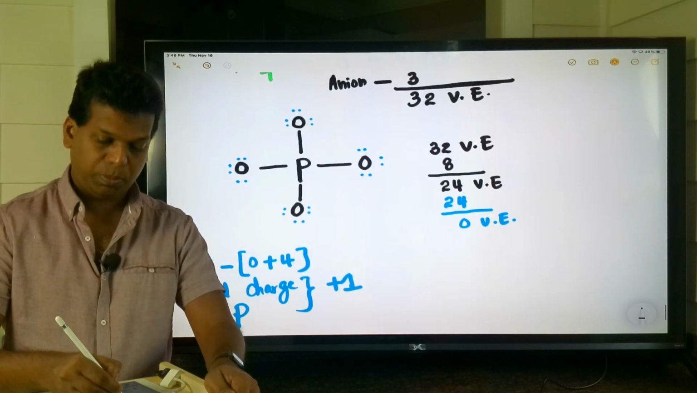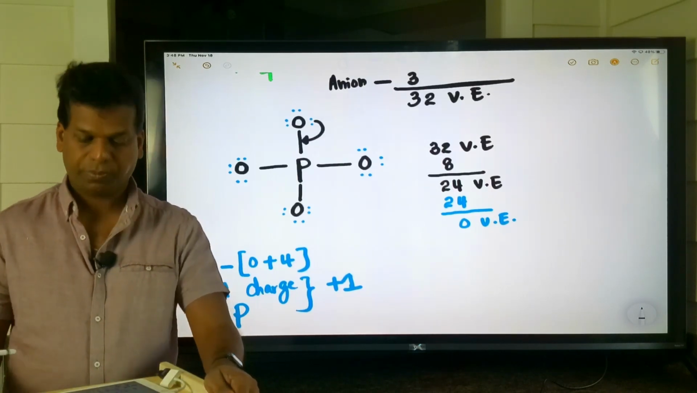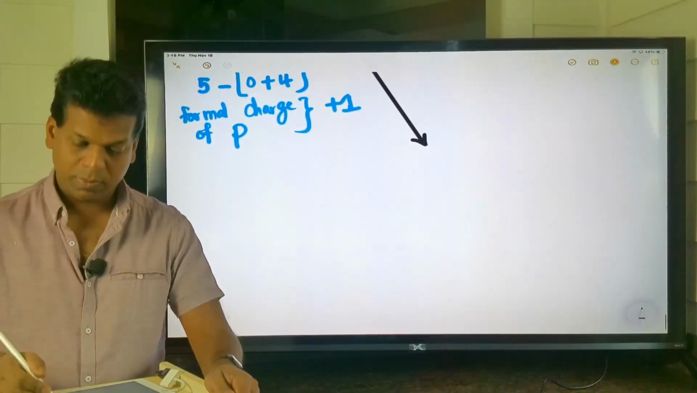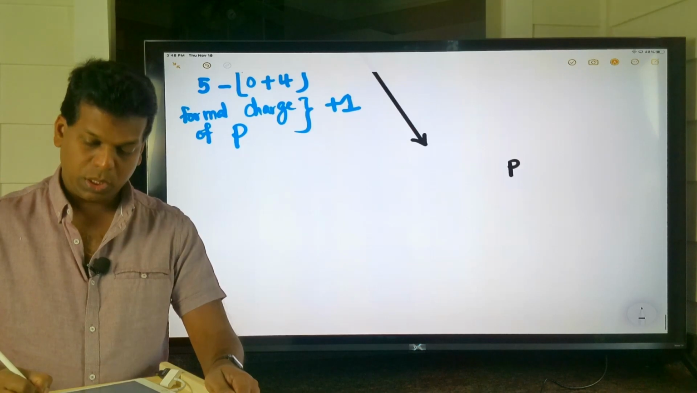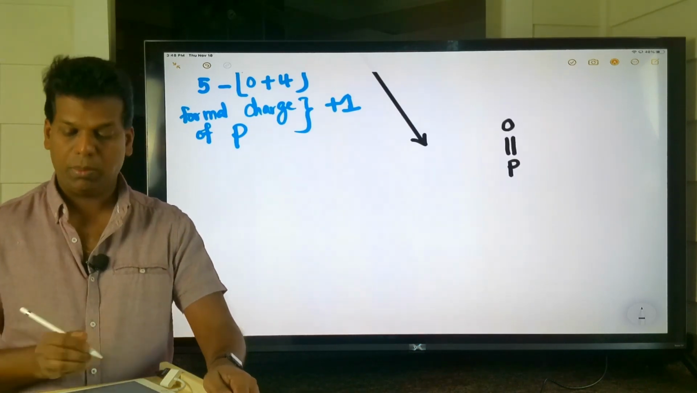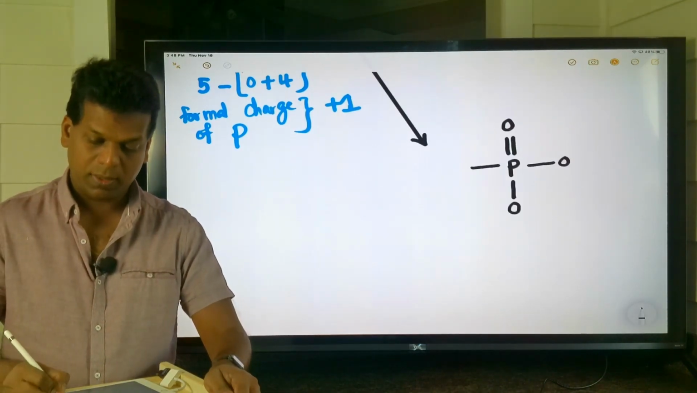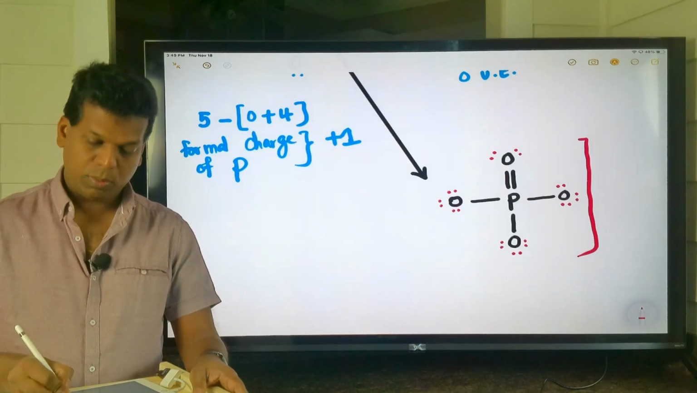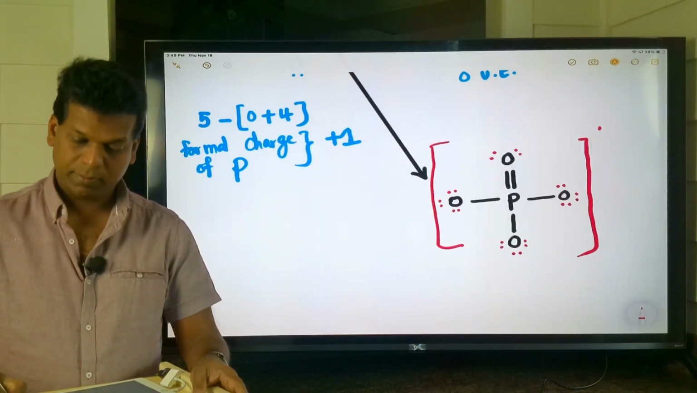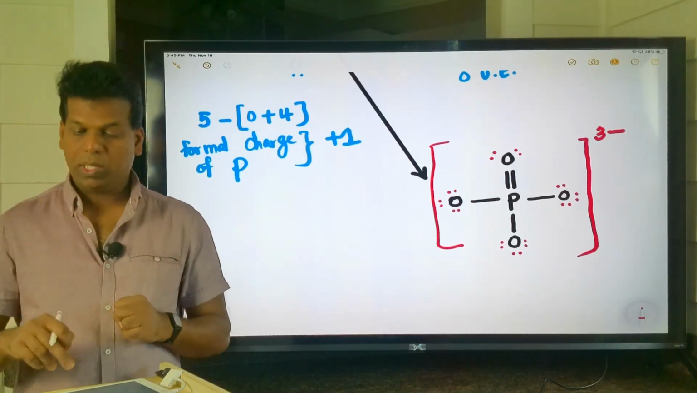You take one pair of these electrons and share it with phosphorus. If you do that, you get this. Now you have phosphorus. We shared another pair of electrons with phosphorus, so made a double bond. We did not do anything with the other oxygens. So now the formal charge of that central phosphorus is 0.